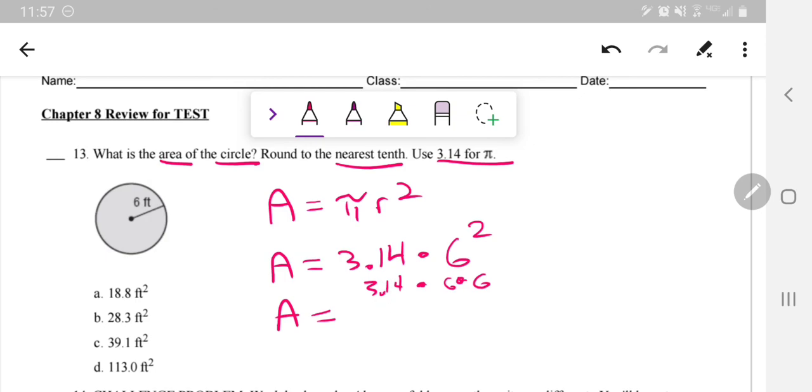All right, that would be 113.04. It says round to the nearest tenth, so it's just going to be 113.0 because we chop it there. 4 tells you to keep the previous place value. So boom, and it's square units because we're doing area.